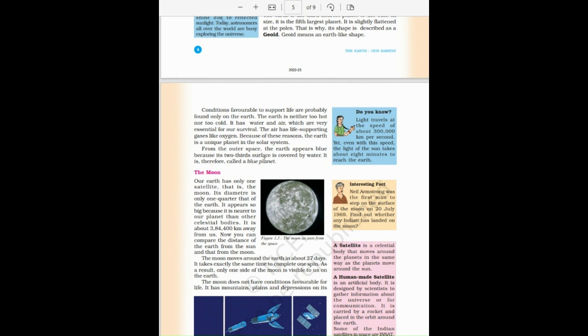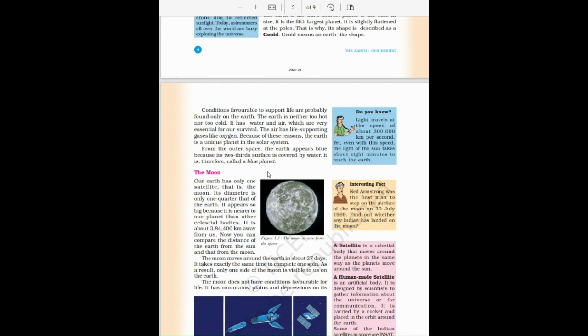Now, from outer space, the Earth appears blue. Why is it? Because two-thirds of the surface of Earth is covered with water. That's why it's also known as the blue planet. So, the reflection of the Earth, seen from above or from the moon, looks only blue.